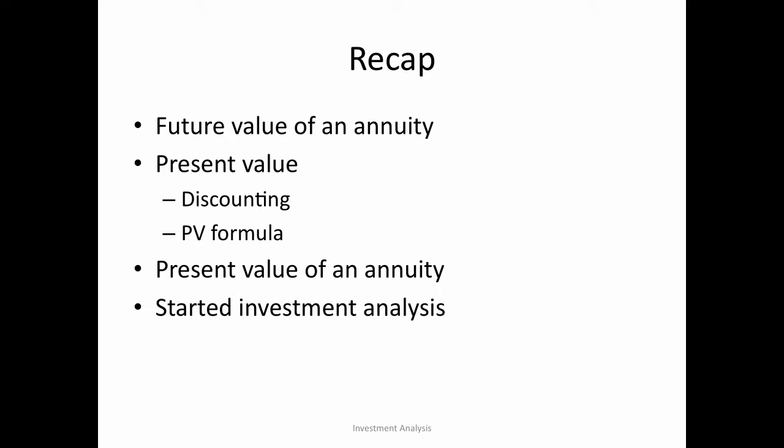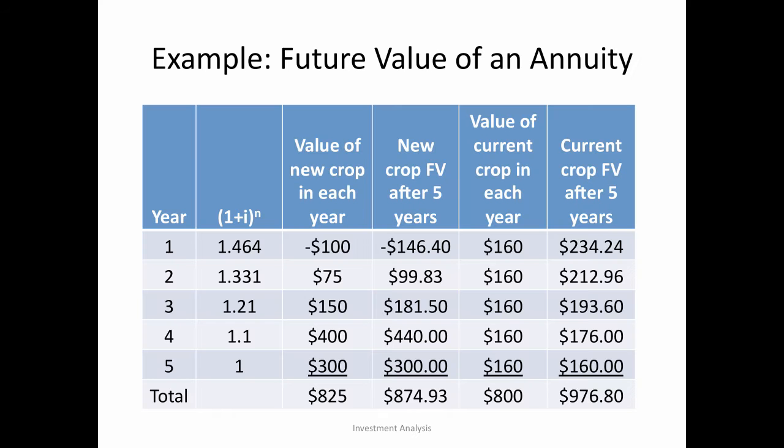So to illustrate the idea of a future value of annuity, I want to go back to the example that we used in the video previous to this, where we looked at whether or not a producer should switch crops. And so this table should look familiar. What I want to do is focus on the cash flow that the producer expects to get in each of those 5 years using the current crop. Now what's important here is that it's the same amount every year. So really, that $160 in year 1, and in year 2, and in year 3, and 4, and 5, that's really just an annuity. And we can calculate the future value of an annuity using a much more straightforward approach.